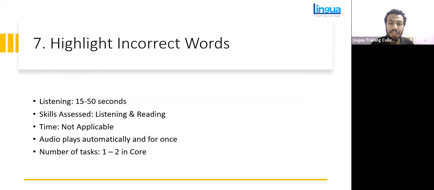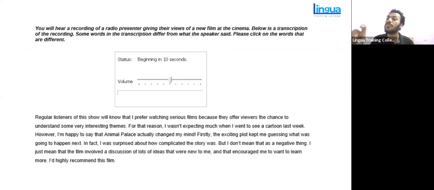Again, highlight incorrect words. This is one of the questions that looks like a bit of a game for most test takers. They enjoy answering such a question. You get to listen to a recording, 15 to 50 seconds, and this question comes 1 to 2 times in the exam, and the audio plays automatically. While you're listening, you have the script written. But the point here, the script you read is not the one you listen to. There are some differences, not exactly the same. Some words have changed. What you need to do is, using the mouse, click on the word that you know is not as you heard.